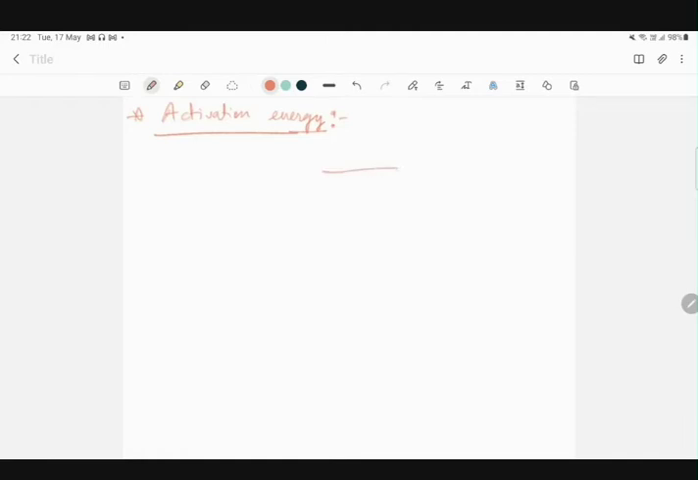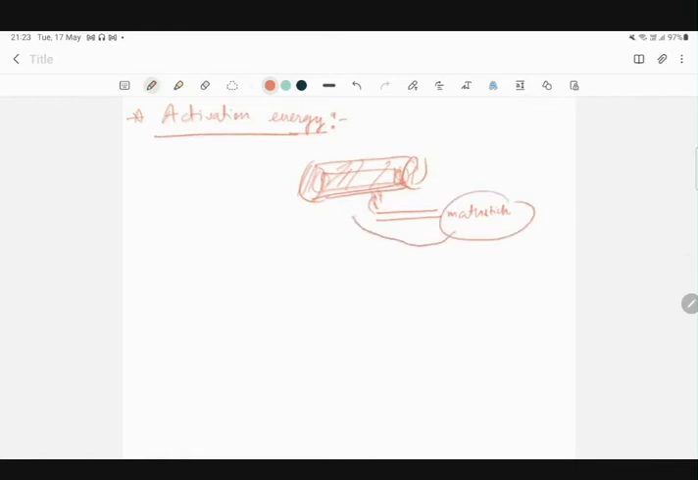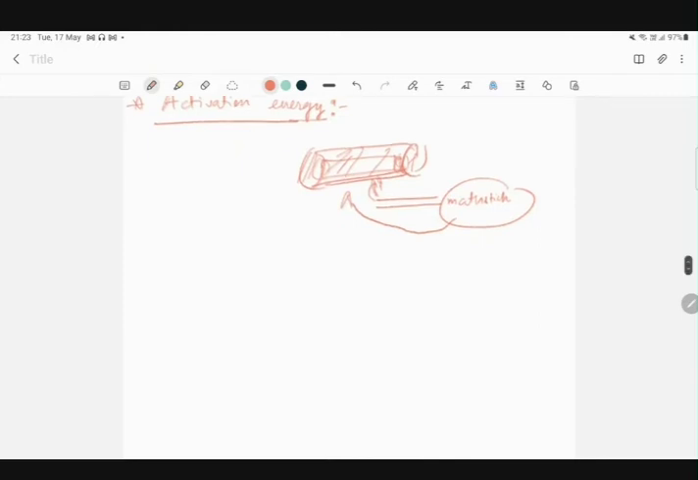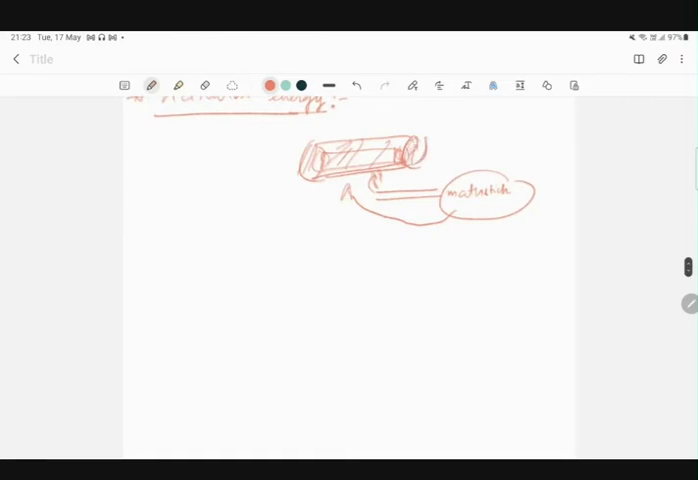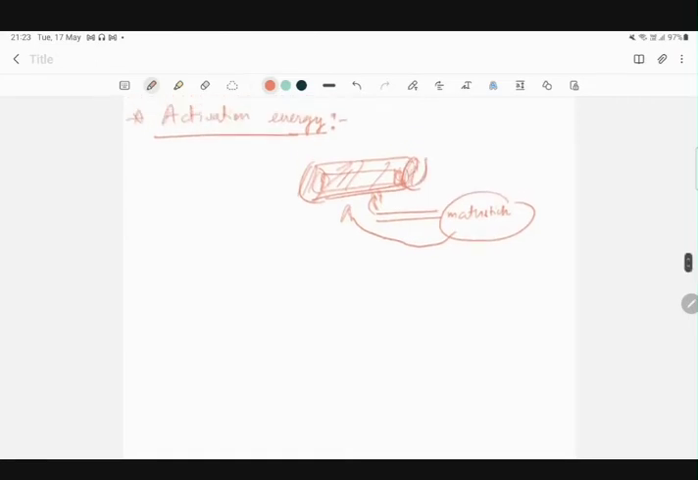For example, if this is a piece of wood and you try to burn it with a matchstick, this thick wood, very thick, and you are trying to burn it with this matchstick, you will not be able to do that because the energy provided by the matchstick is not able to initiate the burning process. So a certain amount of energy is required for burning that thick wood, and that energy is called activation energy.